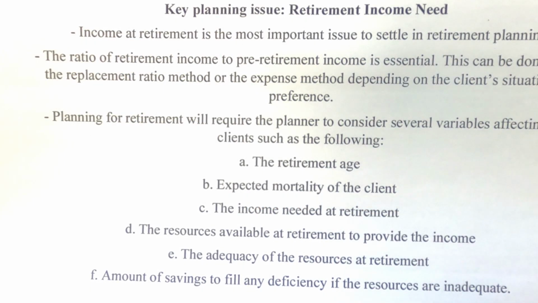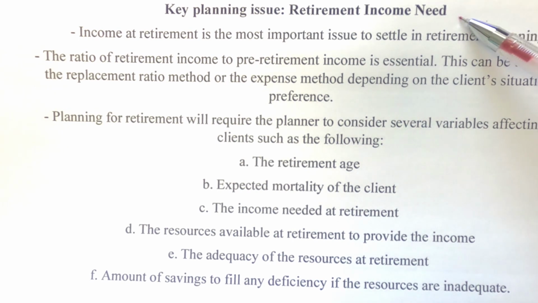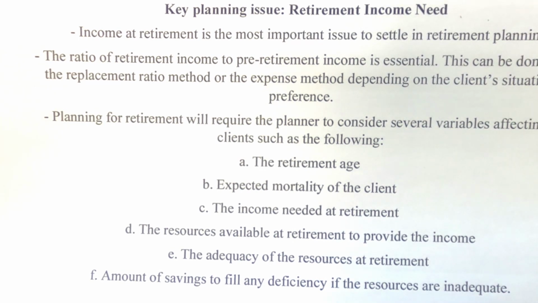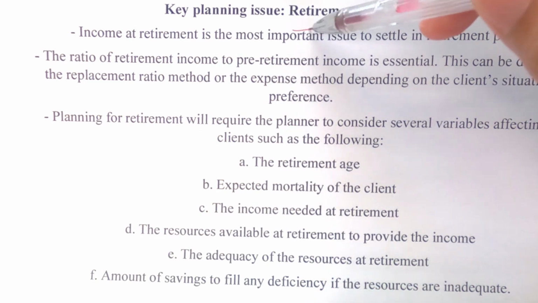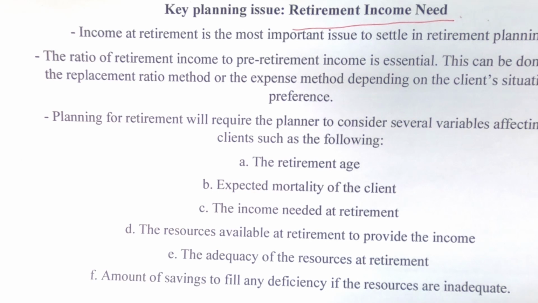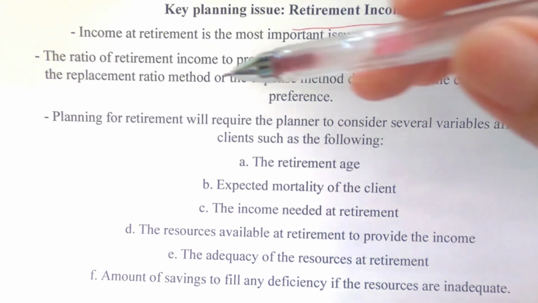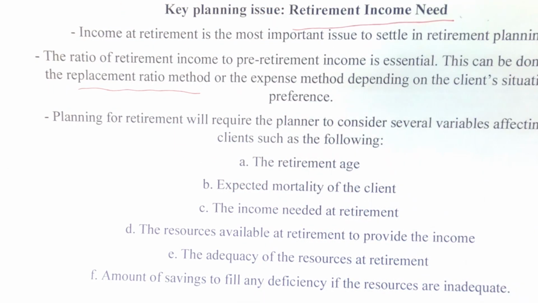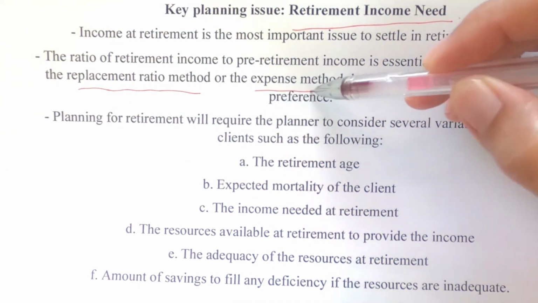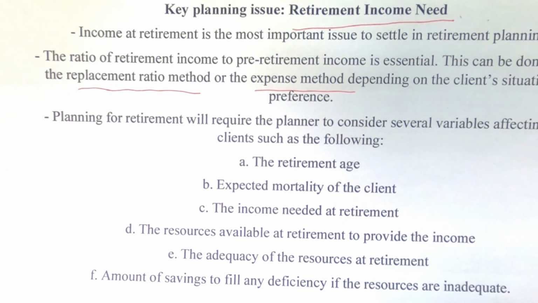The key planning issue is the retirement income need. Income at retirement is the most important issue for us to solve in retirement planning. In order for us to identify the retirement income need, we can refer to the replacement ratio method or the expense method, which we are going to discuss after this.